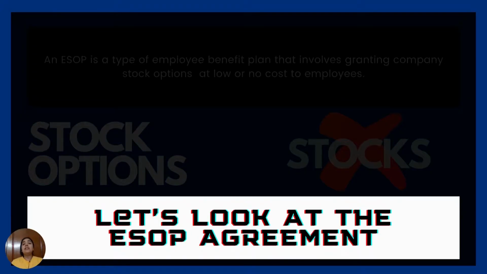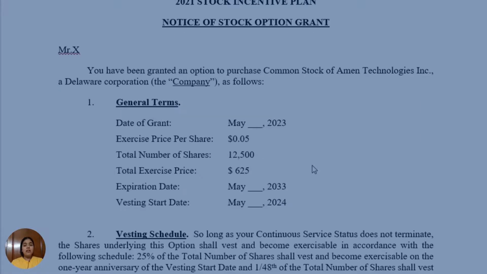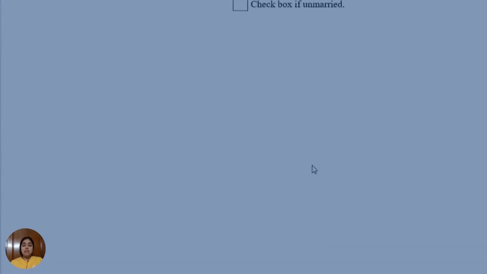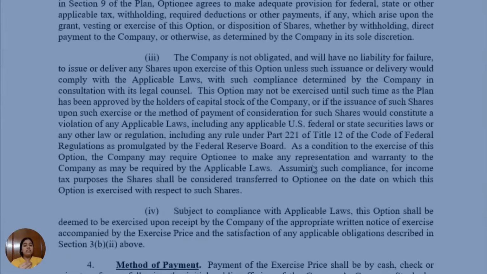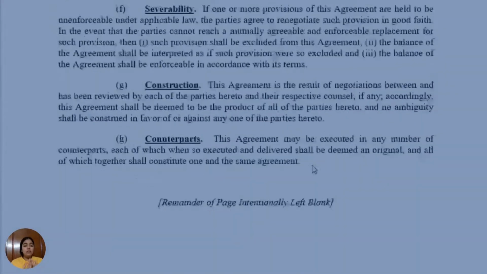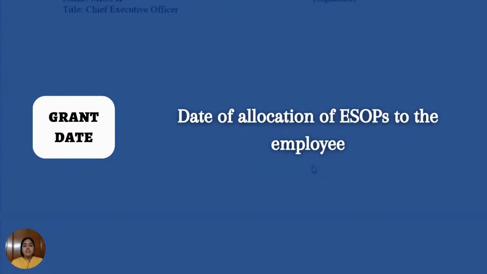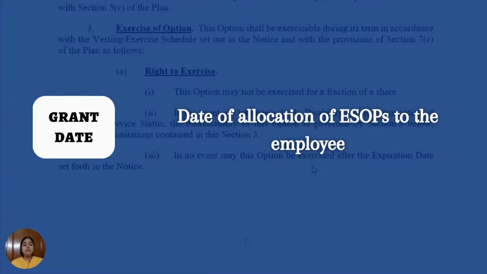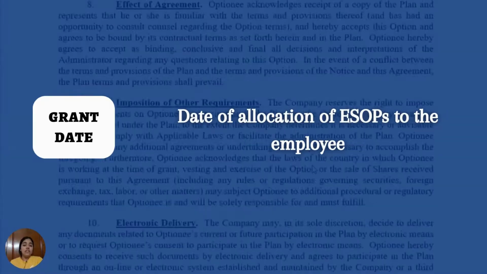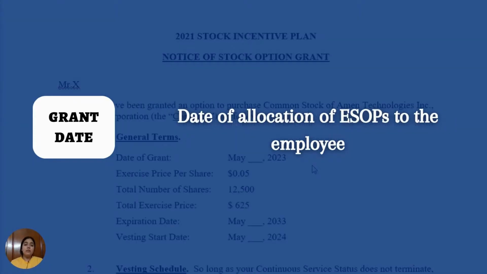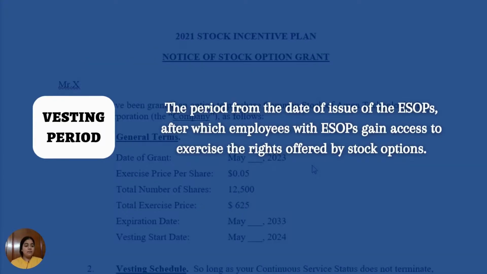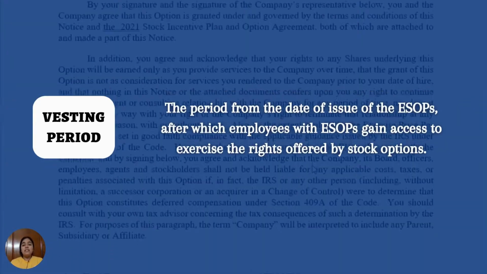So let's look at the ESOP agreement. In order to comprehend the agreement, it's very crucial for us to have a precise understanding of the terms being utilized here. So the first term is grant date. A very easy explanation is that the date of allocation of ESOPs to the employee is what we call grant date. Next comes vesting period.